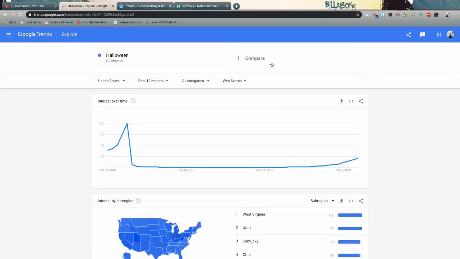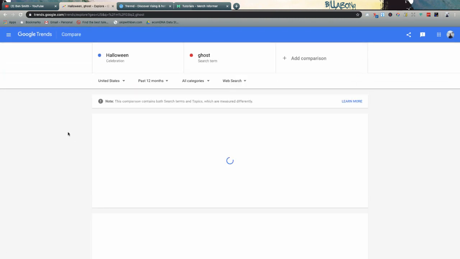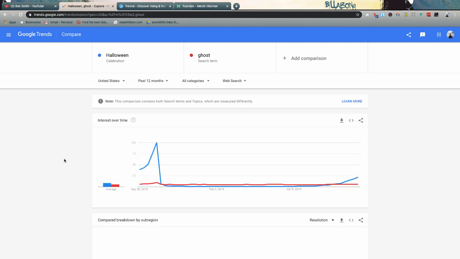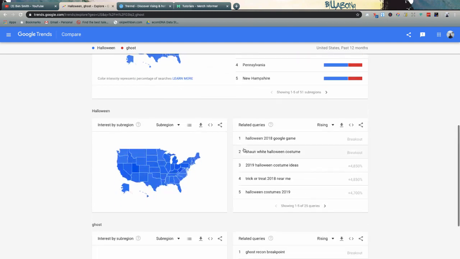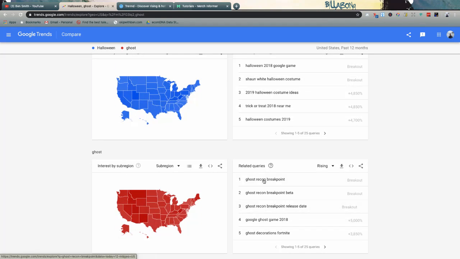And the one last thing that I want to show you here is we can also compare it. So if we want to put in ghost, we can get the comparison between these two keywords. And in a similar fashion, we see ghost does have a little peak right here. And interestingly enough, ghost is actually a more searched term during the rest of the year. Obviously, Halloween's pretty low. And then we'll be able to see the same data down below. So where it's being searched and then related searches for each of our keywords.